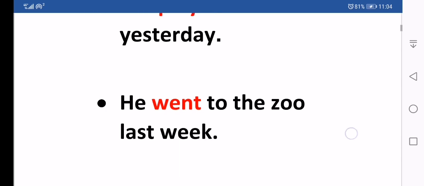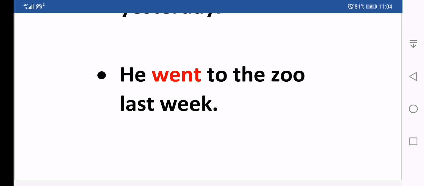Another example, he went to the zoo last week. We have the verb went. It is in the past. It is the past of the verb go. It is an irregular verb. And we have the time reference last week.